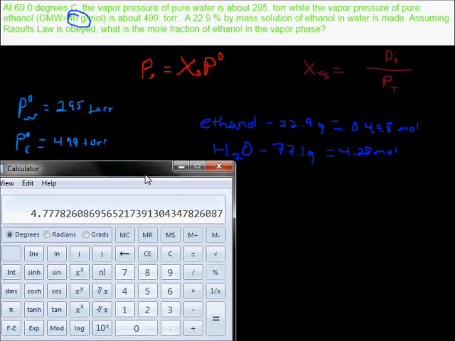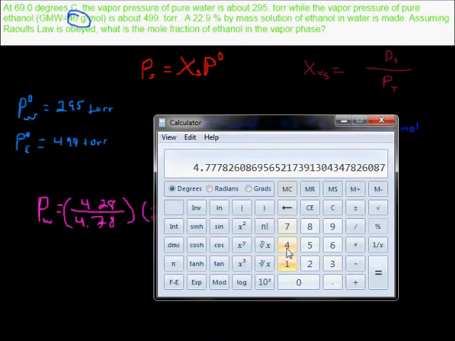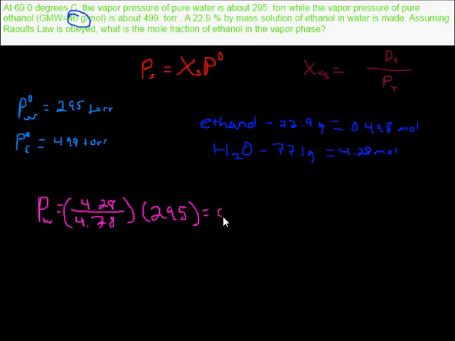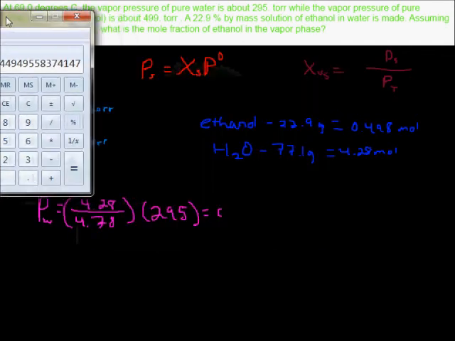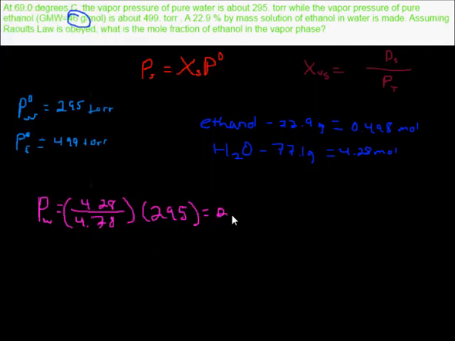Well, what does that give us? Okay. So 4.28 divided by 4.7778, which is about 0.896. Times 295. So 264 torr. Alright, so we got that.